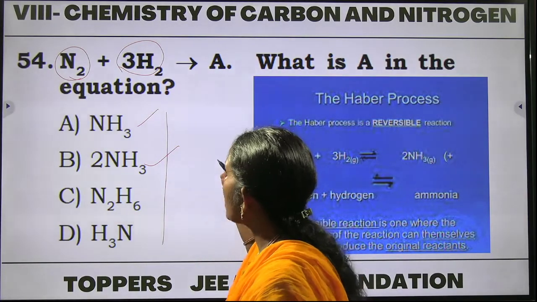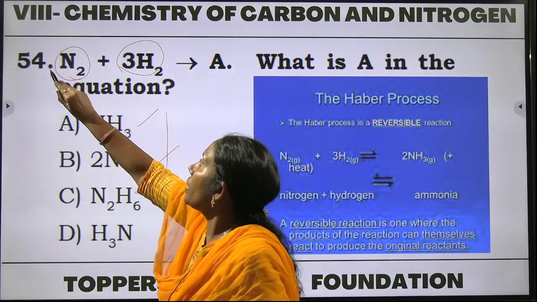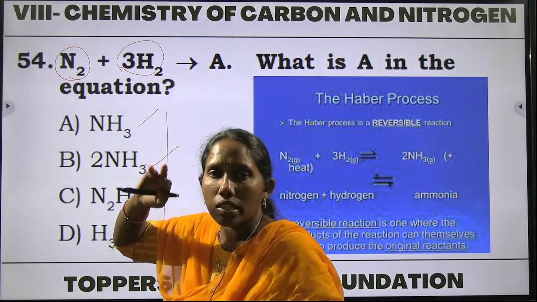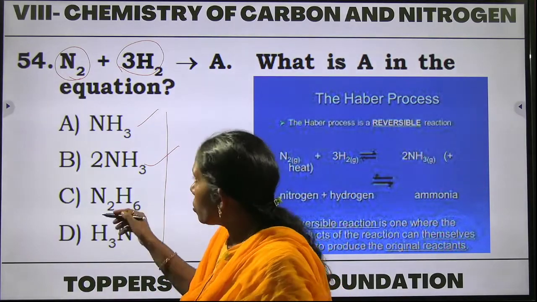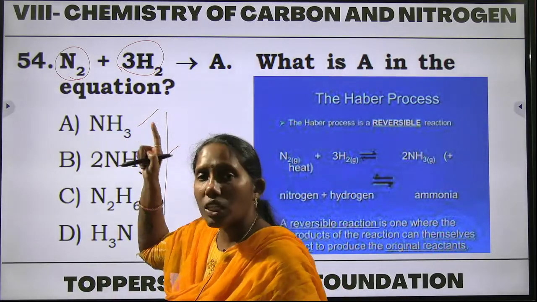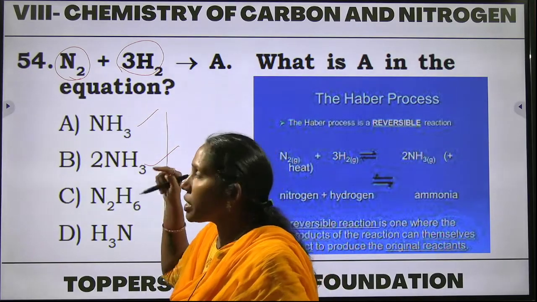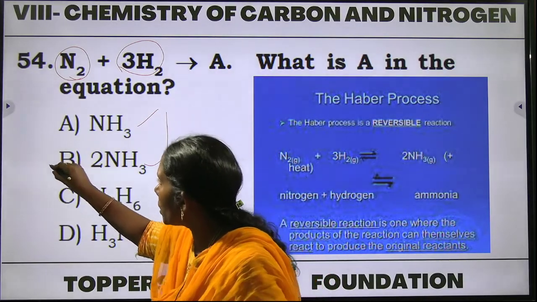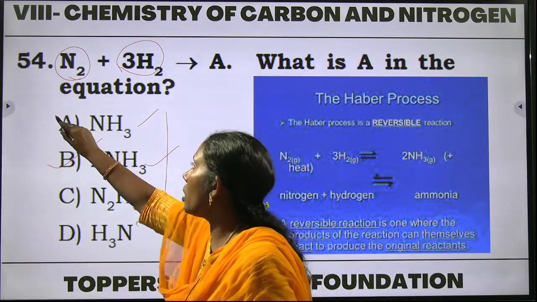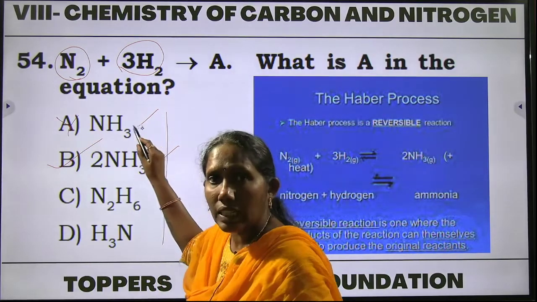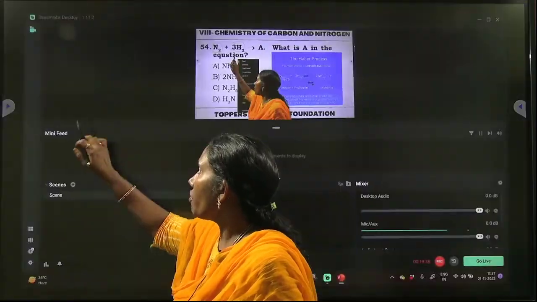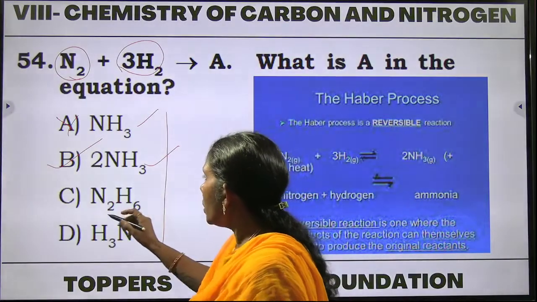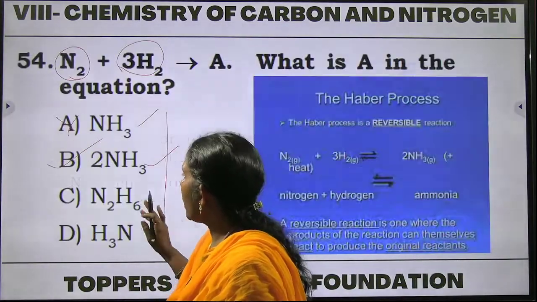We have to balance the equation. 1 mole of nitrogen reacting with 3 moles of hydrogen produces 2 moles of ammonia. So 2 moles. In the first option 1 mole is given, in the second option 2 moles is given. So we will go with the B option, 2 moles, not the first option. NH3 is correct but the number of moles is wrong. That's why we are not taking the first option. Coming to the C, N2H6.